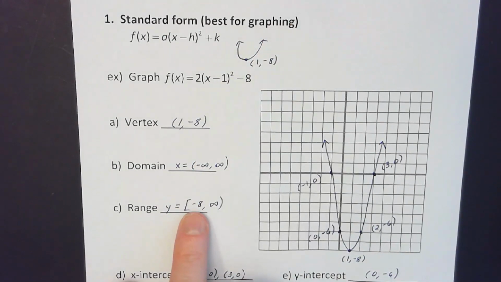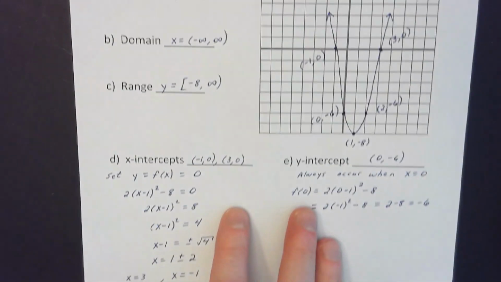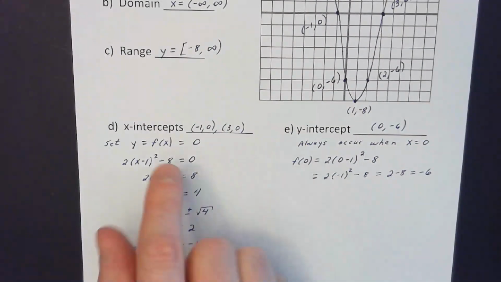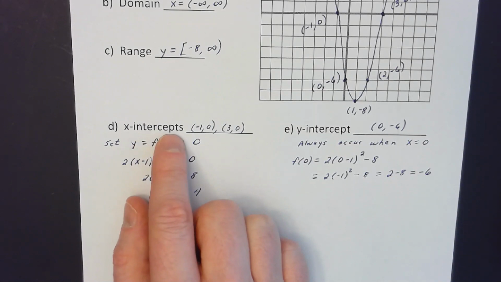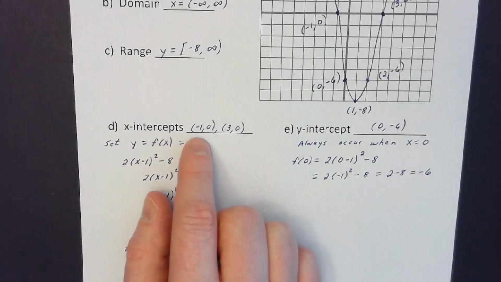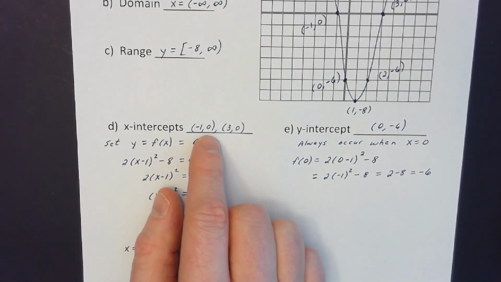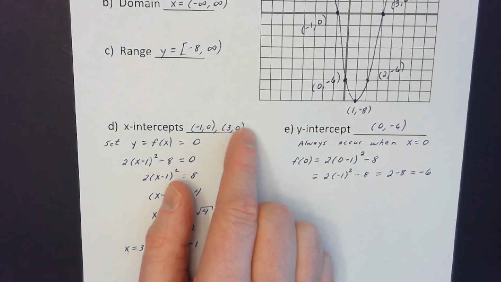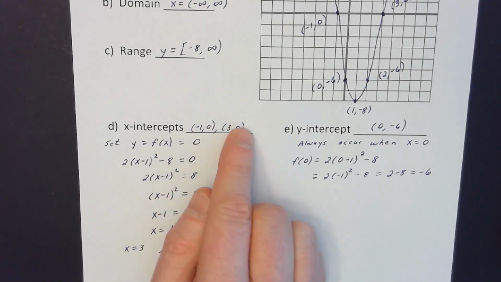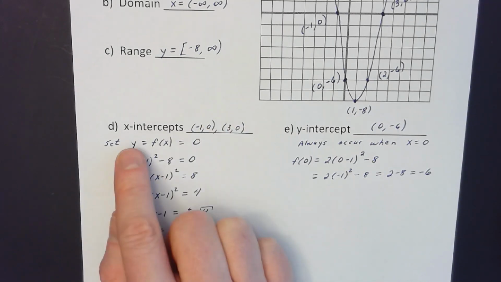So notice that's why I put for my range, y is equal to bracket negative 8 comma infinity parenthesis. Now, the other things that I want us to be familiar with through here are the x-intercepts. And I can say, well, the x-intercepts are always just where it crosses the x-axis, and that's always when the y value is 0. So notice what I've done here.